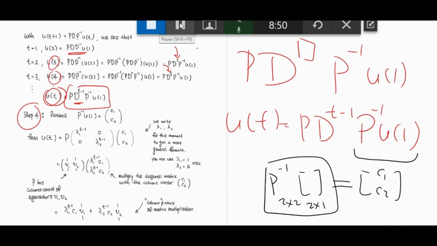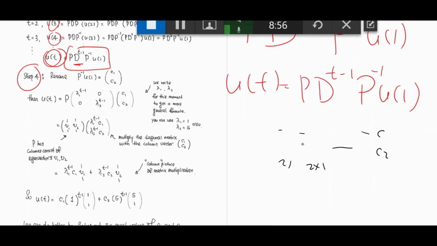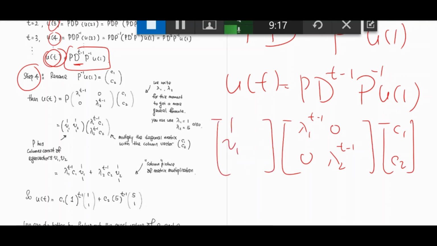It's very easy. If you do that, this equation u_t is nothing but P, and then you have your first eigenvalue raised to the power of t minus 1, and the second eigenvalue raised to the power of t minus 1, times (c_1, c_2). And this matrix P here is nothing but the eigenvectors v_1, v_2.